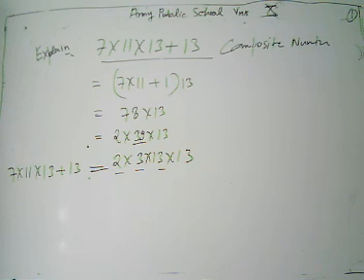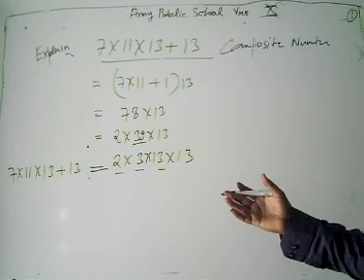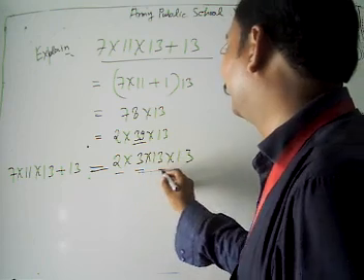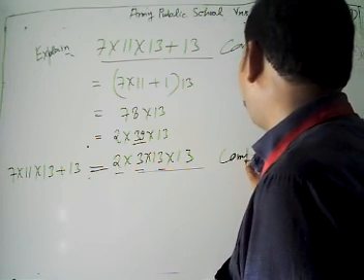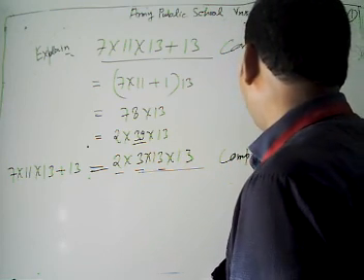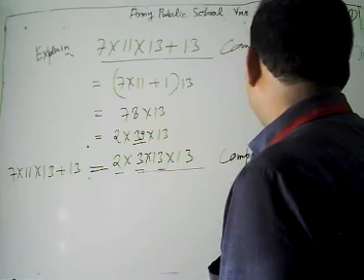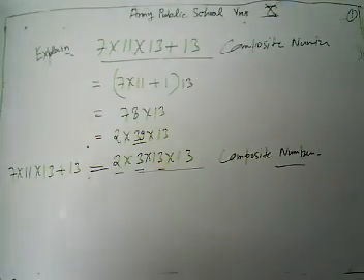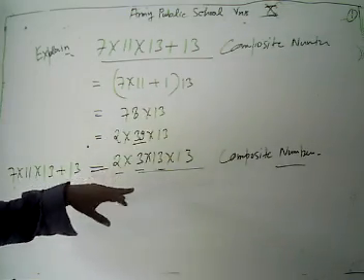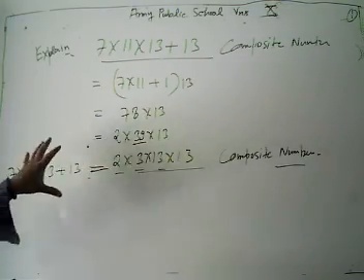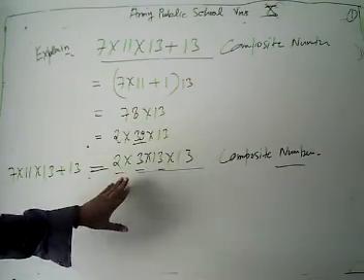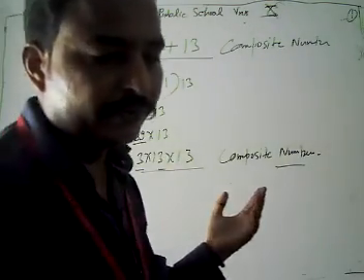Since it's a product of the prime numbers 2, 3 and 13, that's why this is our composite number. Why? Because it has more than 2 factors. We can easily verify here. The prime factors of the number are 2, 3 and 13. It has more than 2 factors.